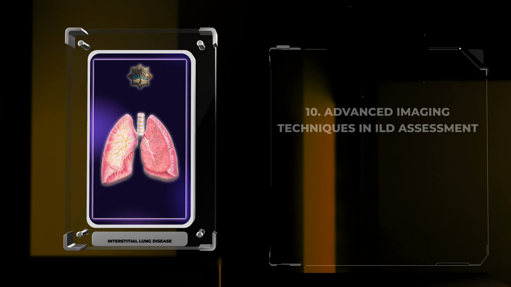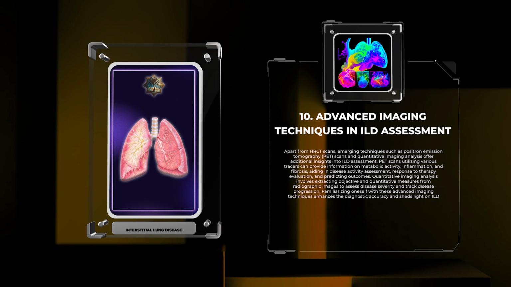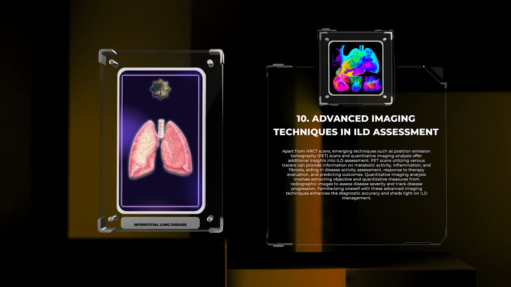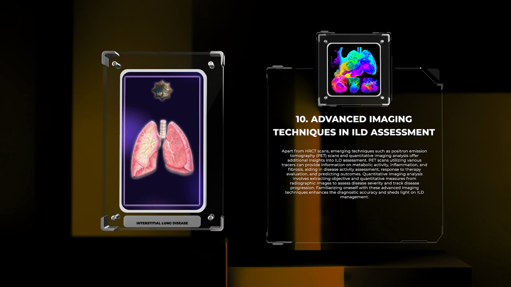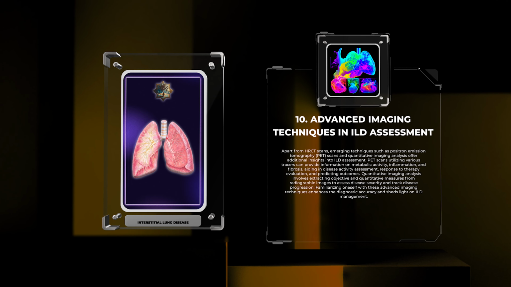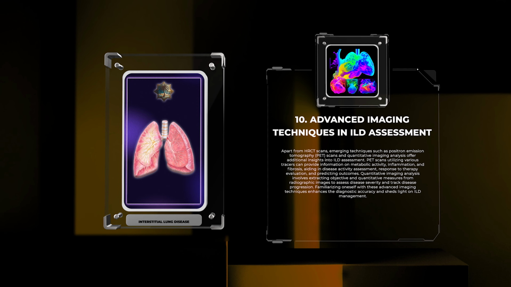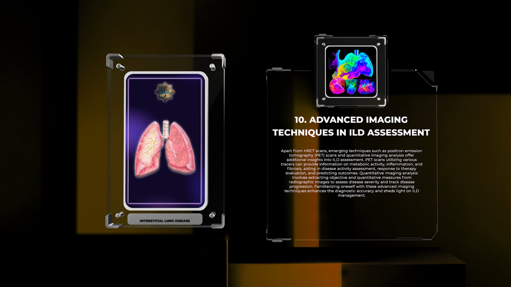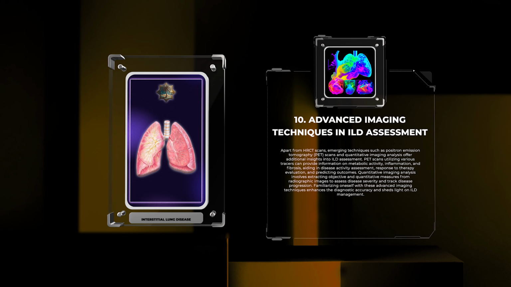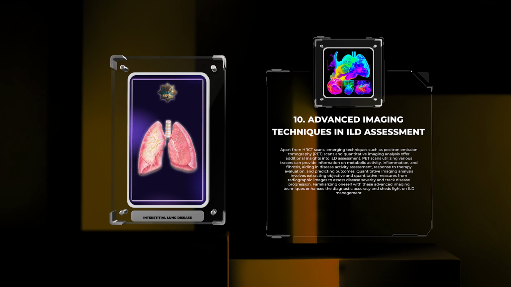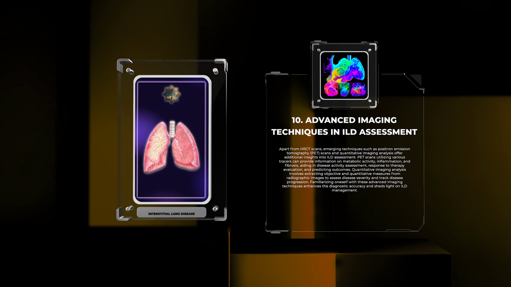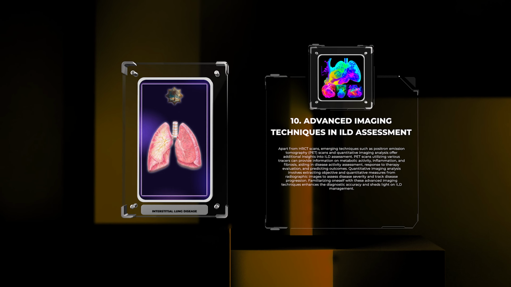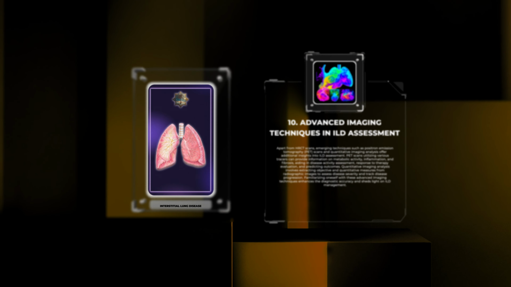Apart from HRCT scans, emerging techniques such as positron emission tomography, PET, scans and quantitative imaging analysis offer additional insights into ILD assessment. PET scans utilizing various tracers can provide information on metabolic activity, inflammation, and fibrosis, aiding in disease activity assessment, response to therapy evaluation, and predicting outcomes. Quantitative imaging analysis involves extracting objective and quantitative measures from radiographic images to assess disease severity and track disease progression. Familiarizing oneself with these advanced imaging techniques enhances the diagnostic accuracy and sheds light on ILD management.